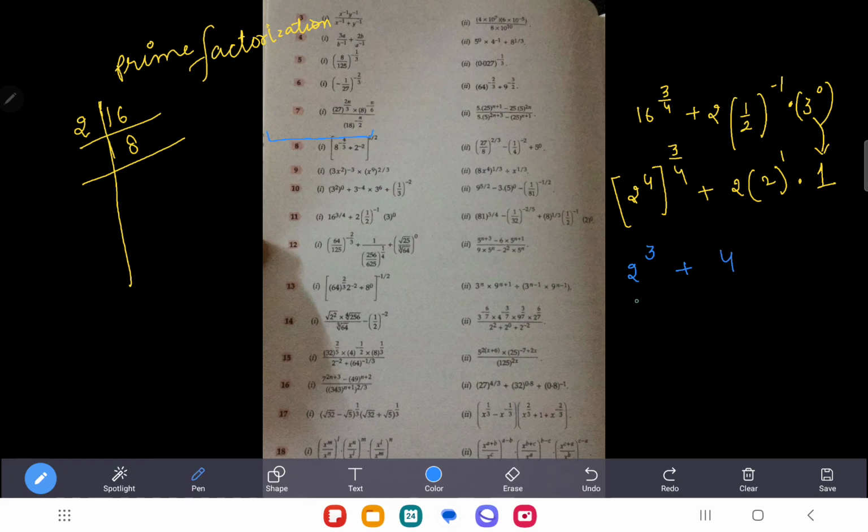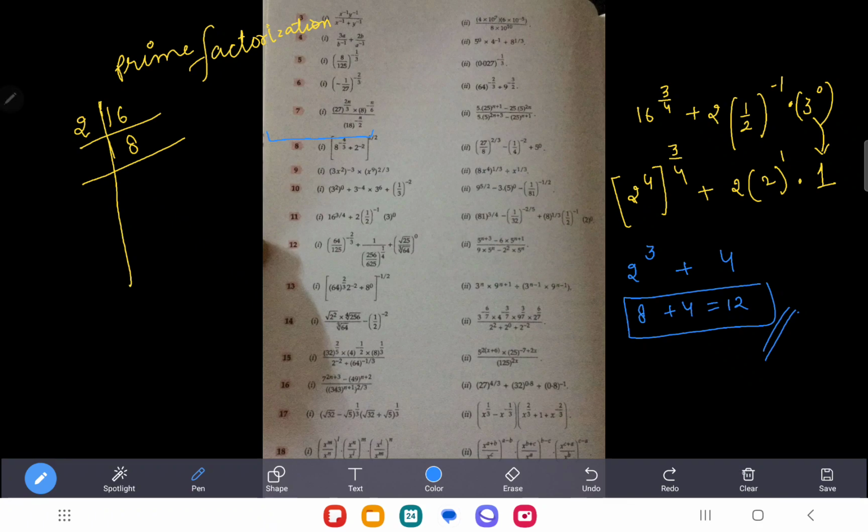And then for the second part, it's going to be 2 times 2, which is 4, and then times 1, which is still 4. So it's going to be 8 plus 4, which is 12. Yes. So that's the concept. Understood? Yes, I understand.